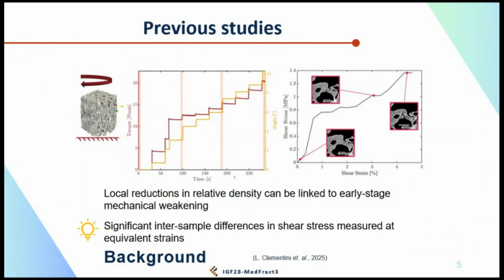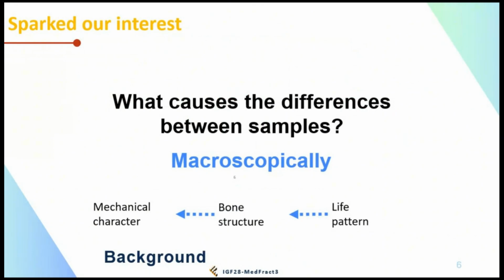So thanks to the high resolution of synchrotron images, we're able to see not only the regional, the common structure of bones, but also the microstructure of trabecular bones, the lacunas, and even the micro crack initiations. So we found out that the local reductions in relative density can be linked to early stage mechanical weakening. By analyzing the images, we also found that there were significant intersample differences in shear stress measured at equivalent strains. So it caught our attention. What causes the difference between samples?